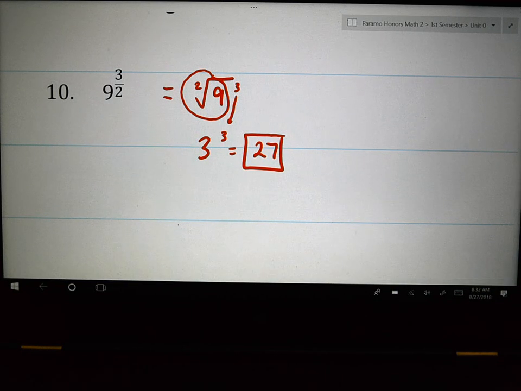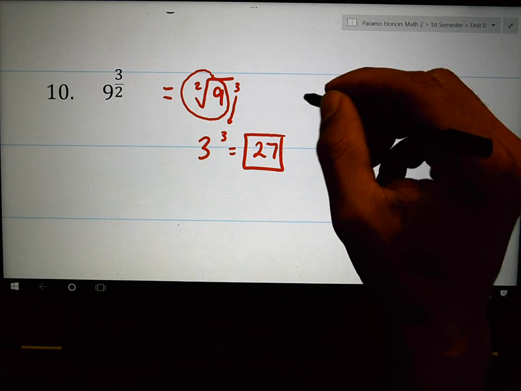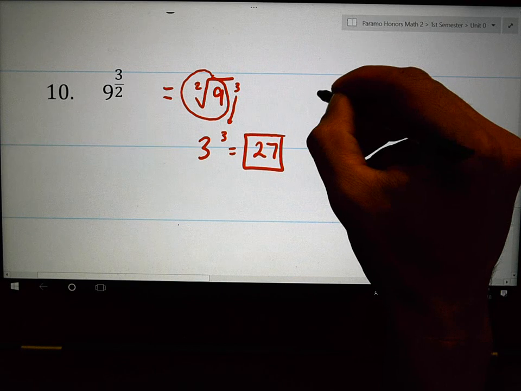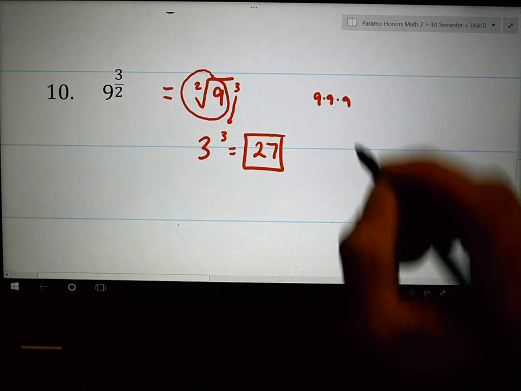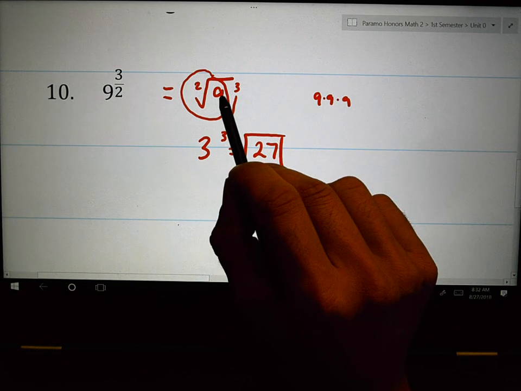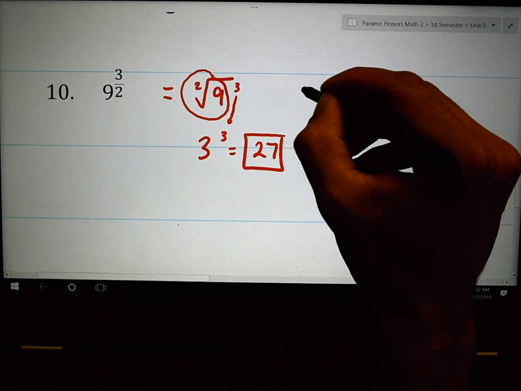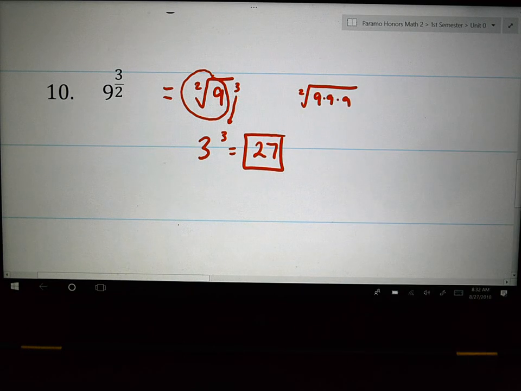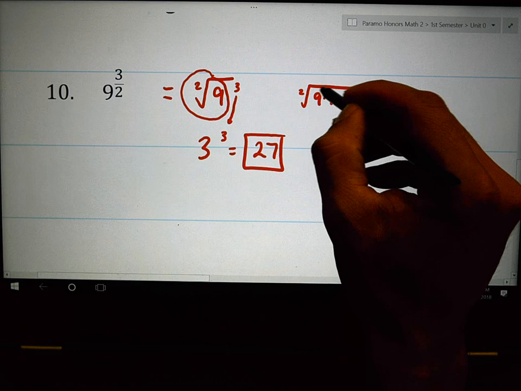Now, just to show you, you have options. Let me show you some longer roads that get you the same answer. Just for kicks and giggles. You don't have to write this down. Just watch. What if you did 9 times 9 times 9, and then you took the square root of that? Could you have done that? Sure. You're making it bigger. That's fine. You'll still get the same answer.